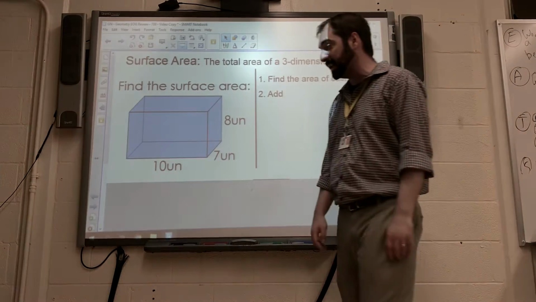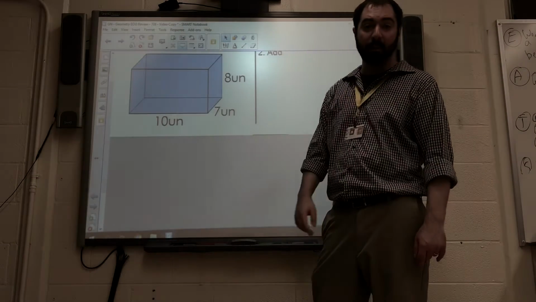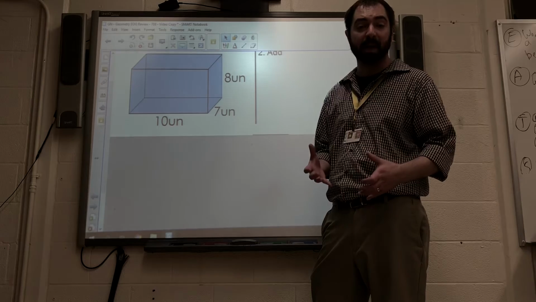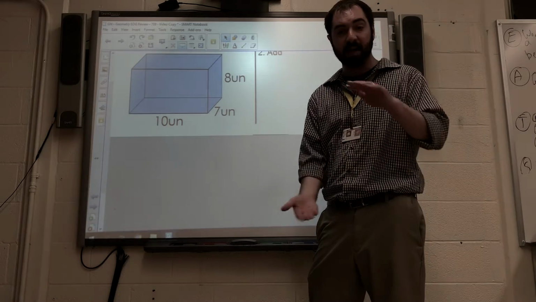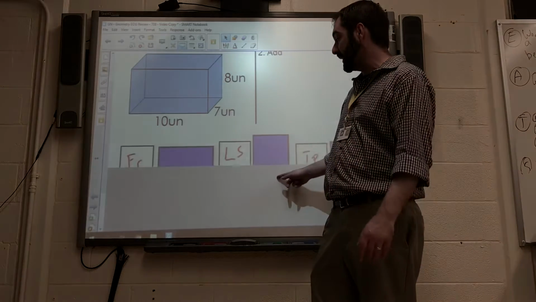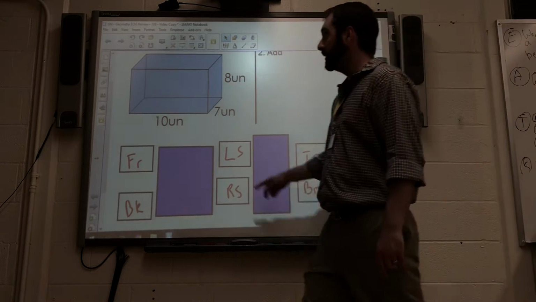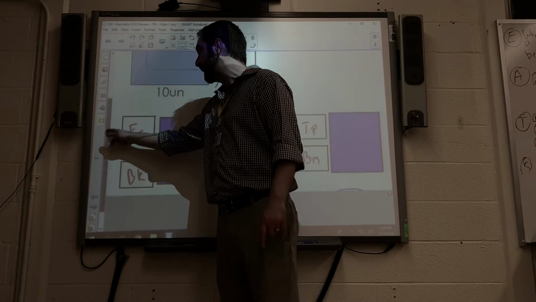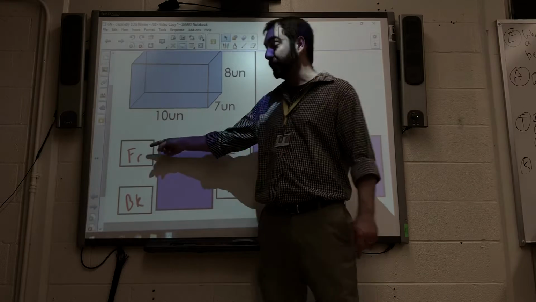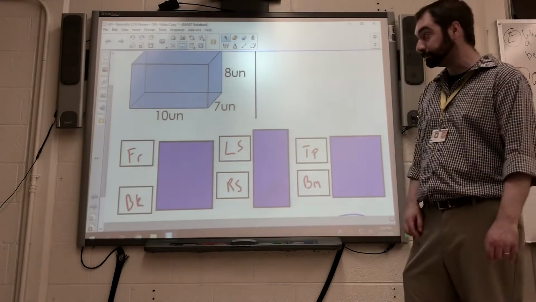Well, the first thing I need to do in this problem is break it apart. All rectangular prisms, you just think about them as a shoebox. They have a top and a bottom, a left side and a right side, a front and a back. So that's exactly what I did. I just took it and broke it apart. That is the first thing I'm going to do in all surface area problems, is just take the figure, break it apart. I labeled them front, back, left side, right side, top, bottom.